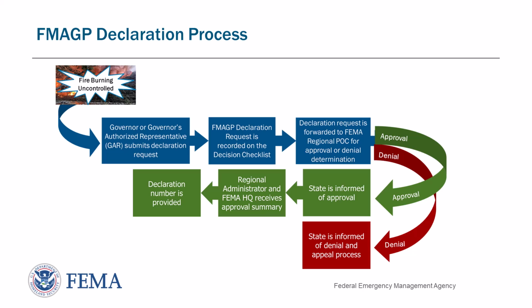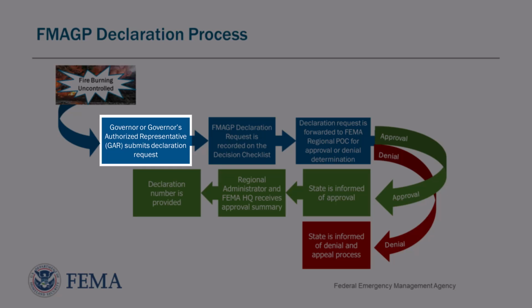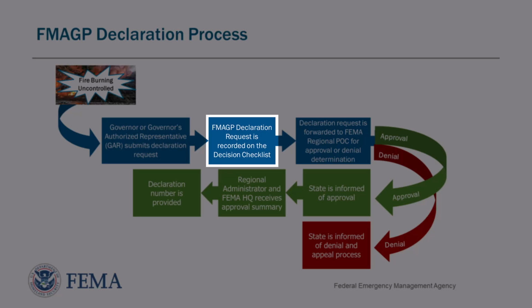Here we have a graphic of the declaration process, which begins when the governor or governor's authorized representative, or GAR, submits a verbal declaration request to FEMA's Fire Regional Point of Contact. FEMA's Fire Regional Point of Contact records the requested information on the FMAG Declaration Request Decision Checklist and contacts FEMA's Regional Point of Contact for input.